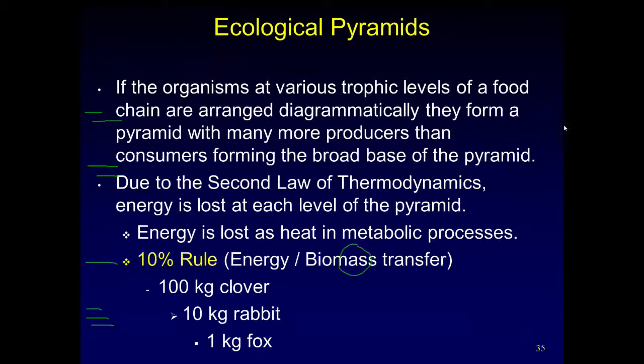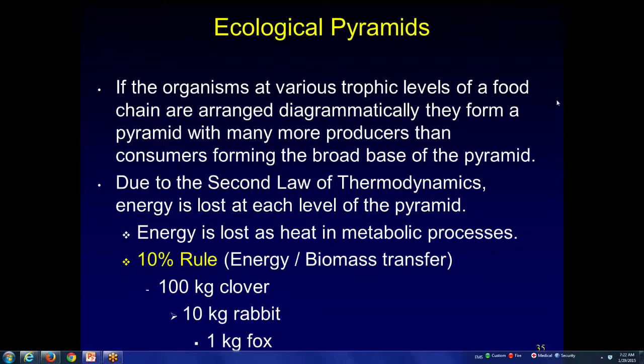Okay, so when you're looking at your pyramids and your food webs, we have this little thing called the 10% rule. Basically, organisms at various trophic levels of a food chain or food pyramid, arranged diagrammatically, form this pyramid, again, with more producers than consumers. They form the broadest base of the pyramid, as I sort of sketched out just a second ago. Why is that?